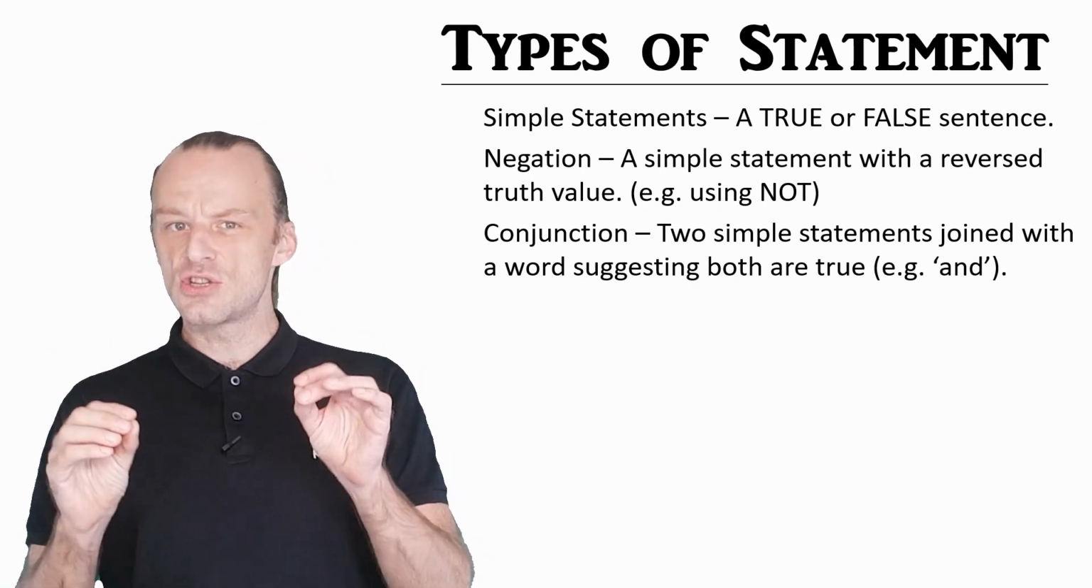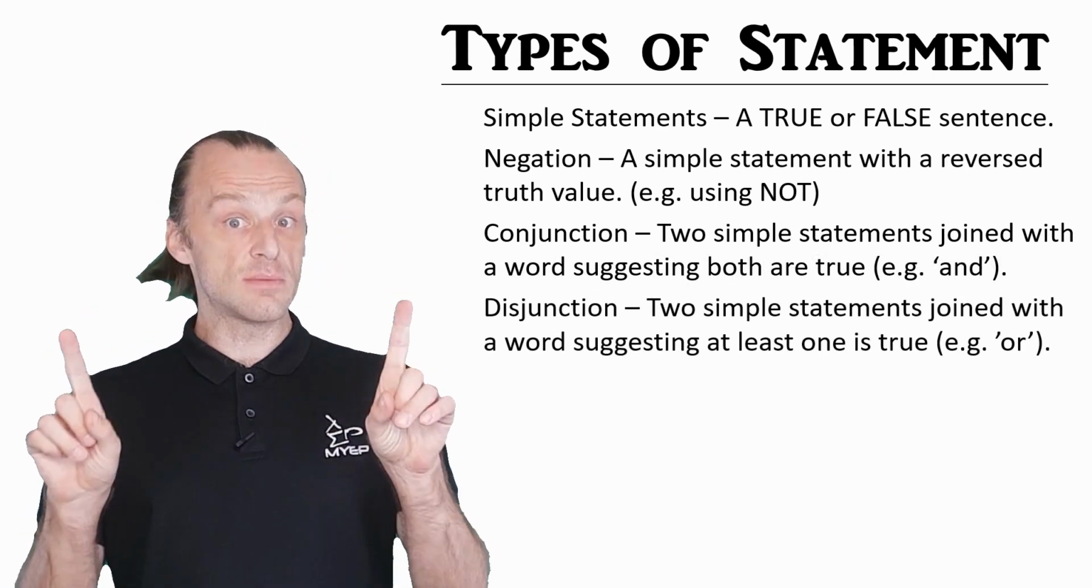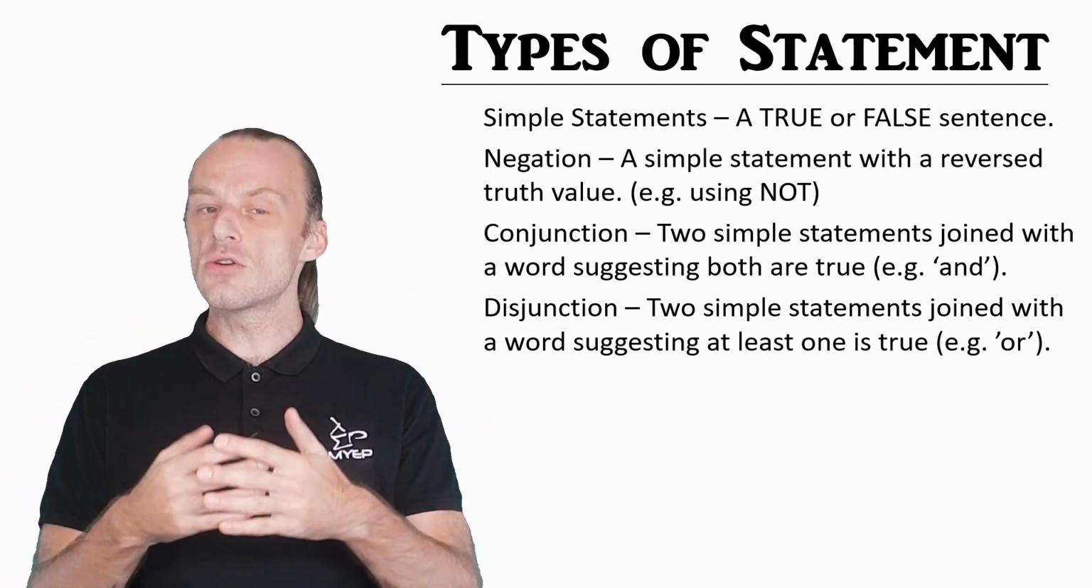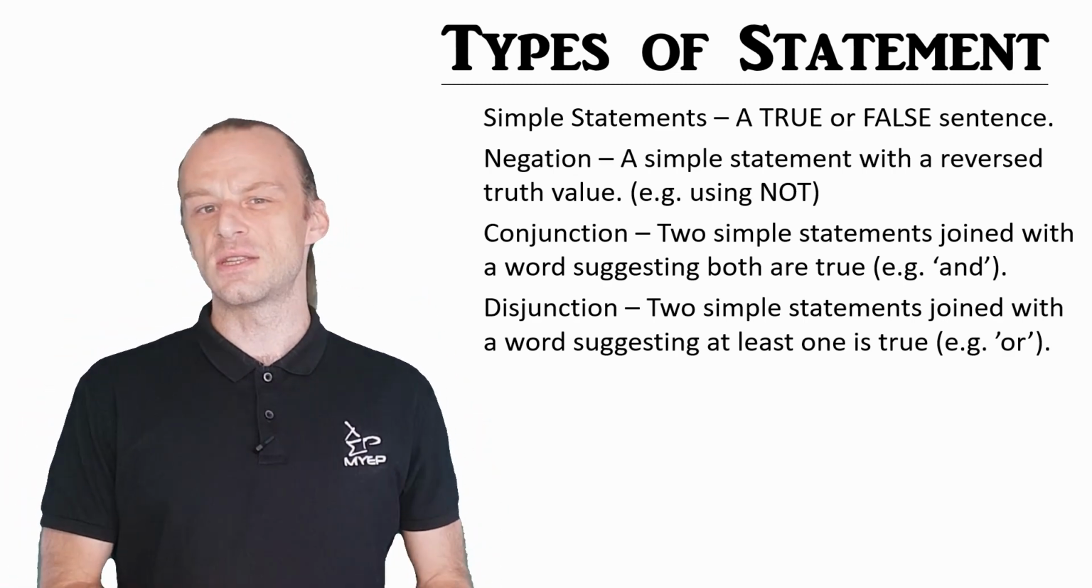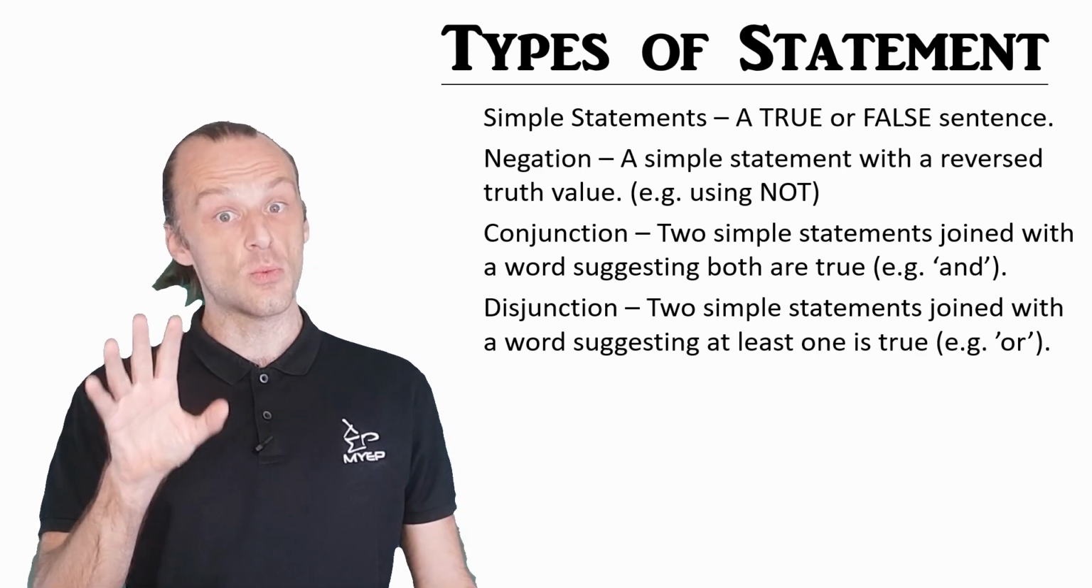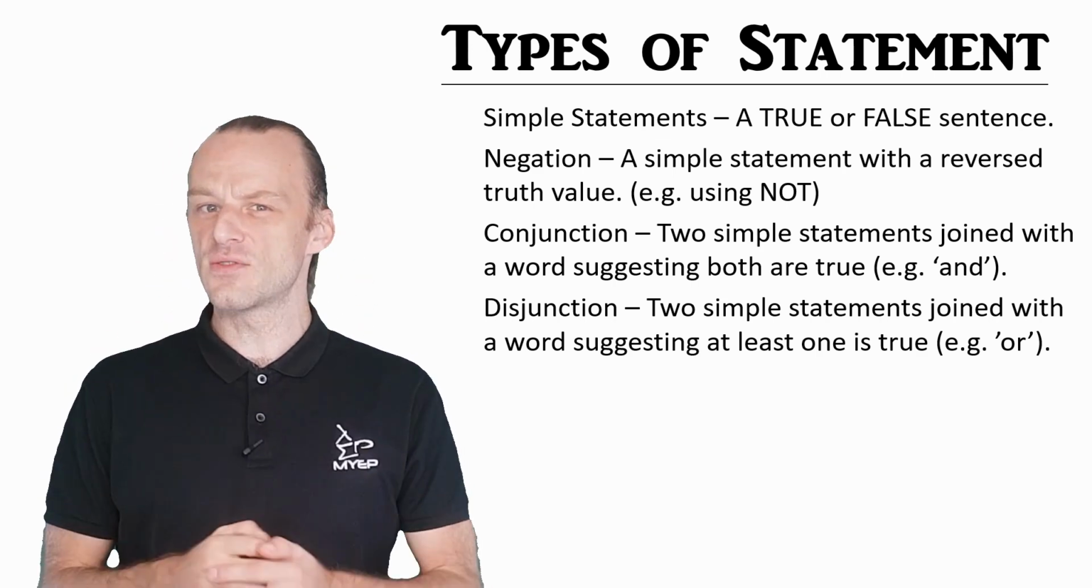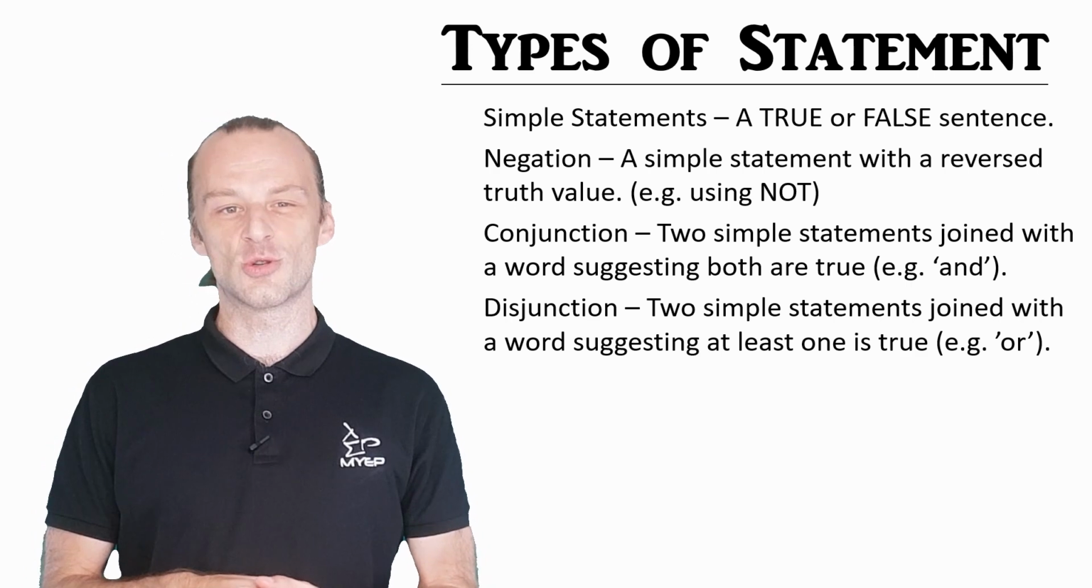Next, there is a disjunction. These again are two simple statements, but they're connected so that at least one is suggested to be true, probably using the word or. There are two types of disjunction, but we'll come back to those shortly.